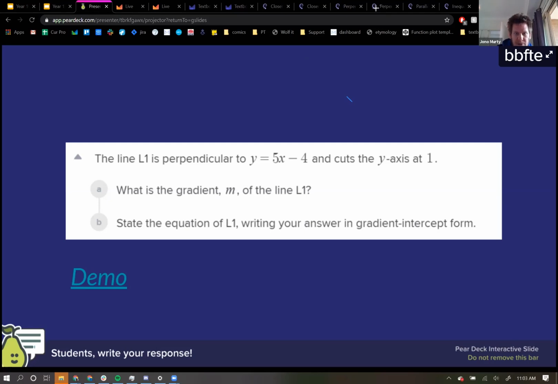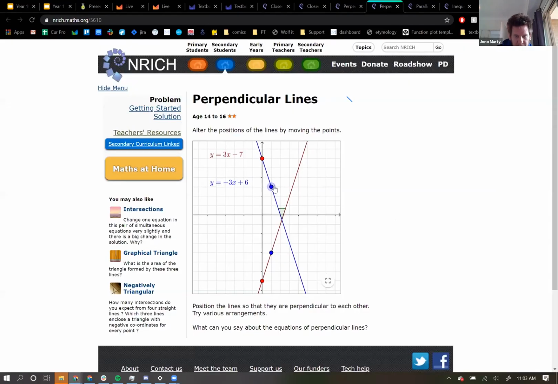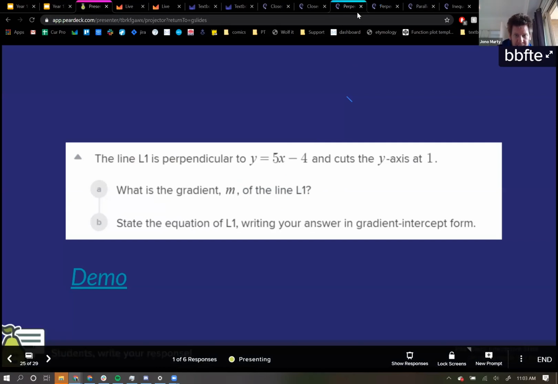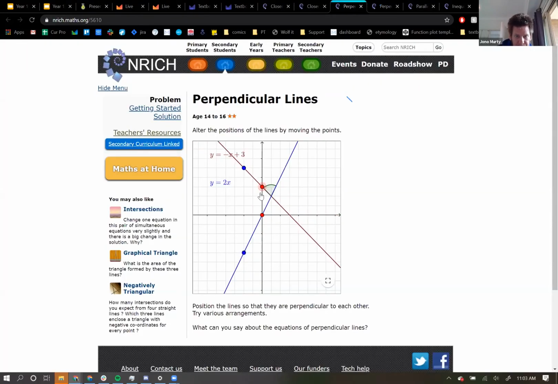Let's jump over to here, 5x minus 4. Let's go to minus 4. So here I've got 5x minus 4. That's the one line I know. It's perpendicular to that and cuts the y-axis at 1. So that's 1. Let's just manipulate this till we get a right angle. There we go. If that gradient was 2, obviously this has to be minus a half.